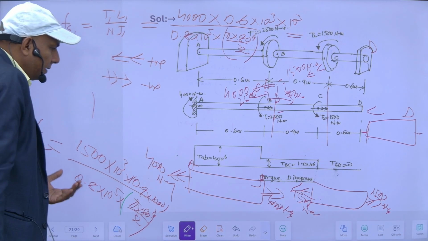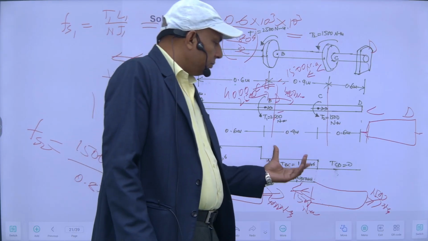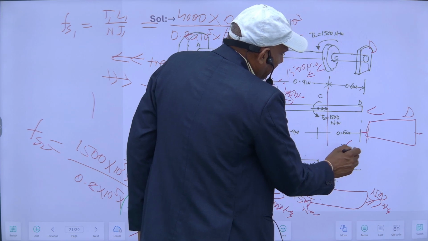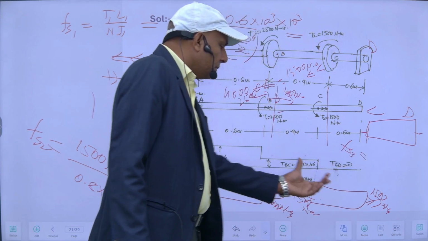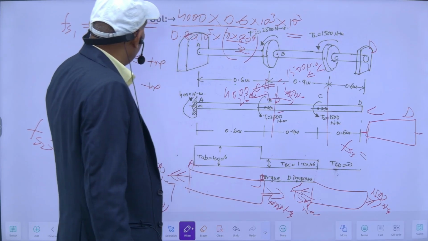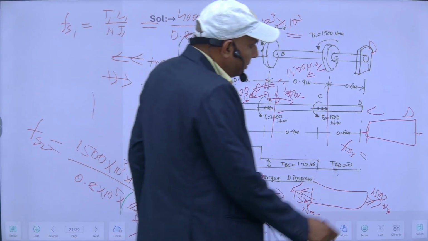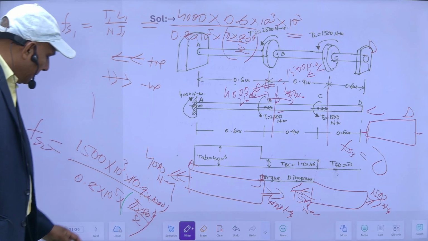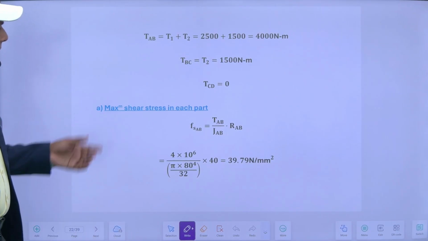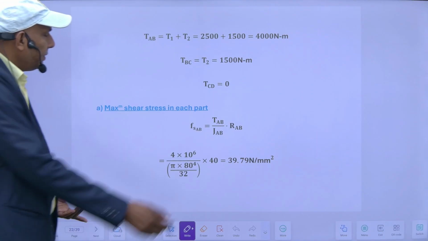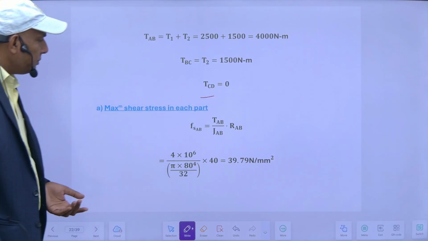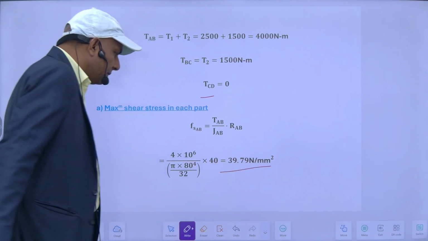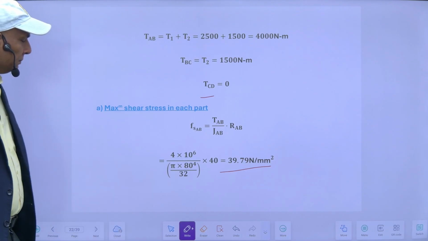With this I can calculate my maximum shear stress for this portion, and for the third portion Fs3, since torque here is 0, if I put torque T equal to 0, obviously it will be 0. So in this portion maximum shear stress is equal to 0. You can draw the free body diagram of this portion, and maximum shear stress for AB portion will come to 39.79 after putting in the formula.